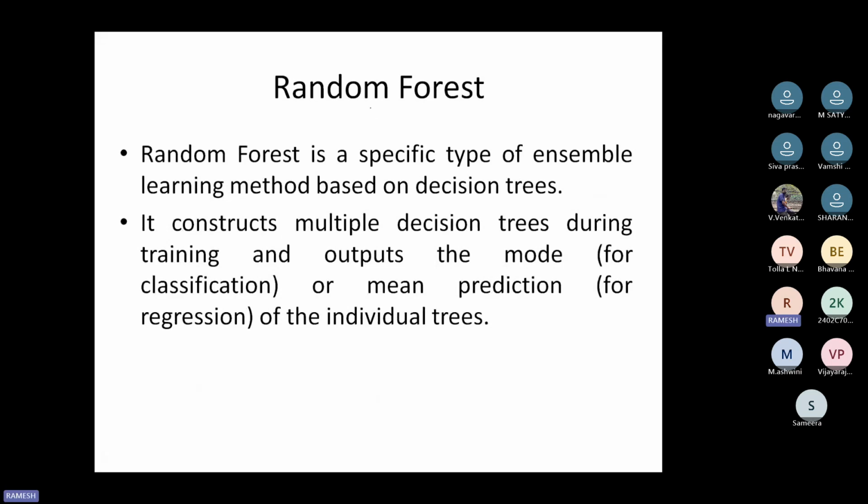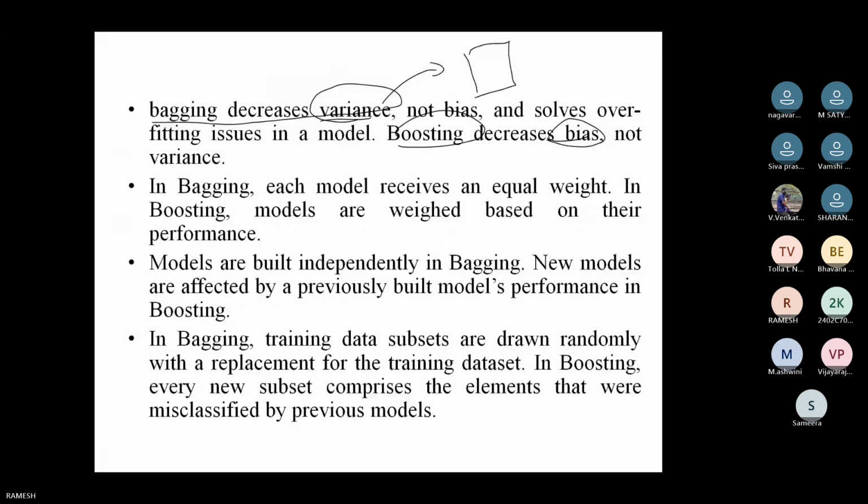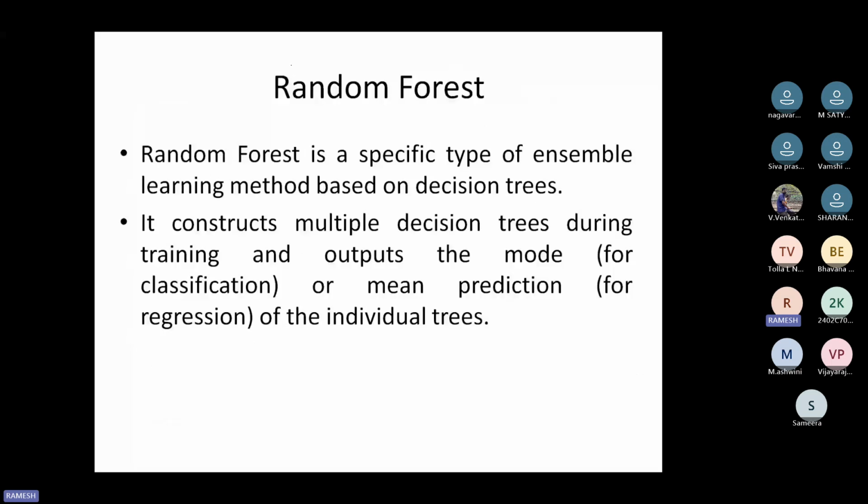So now come to the random forest. It is a bagging approach, which means we are combining homogeneous models. Homogeneous means the same models we are using, like 10 decision trees, 10 SVMs, or 20 decision trees. We combine them, and how are they executed? In parallel, not sequentially.